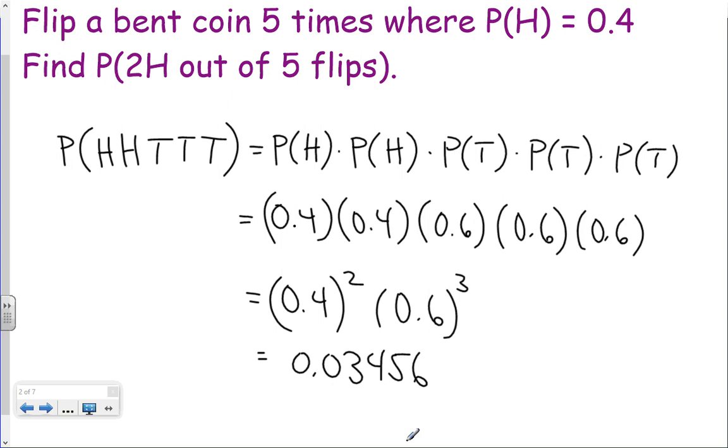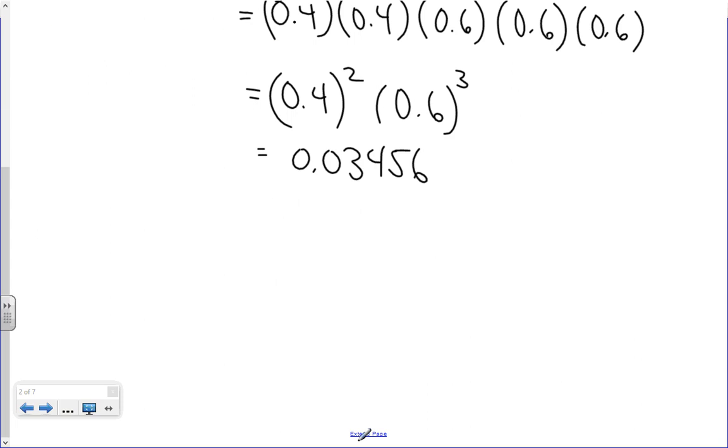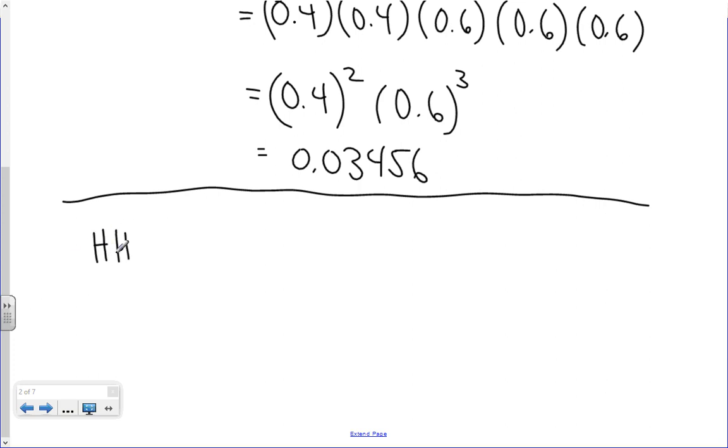But there are other outcomes where I'd end up with 2 heads and 3 tails. So the question is, how many other outcomes would end up with 2 heads and 3 tails? I know there's one of them. I got it written down here. Let's see if we can come up with how many outcomes that would be. In fact, let's list them here. I think it's going to be a short enough list that we can list them all. And let's start with the one that we have. We have heads, heads, tails, tails, tails.